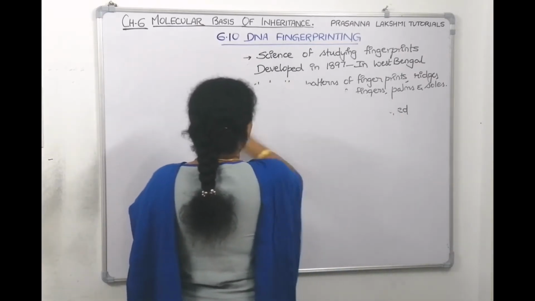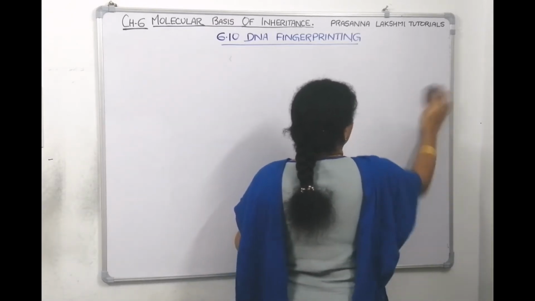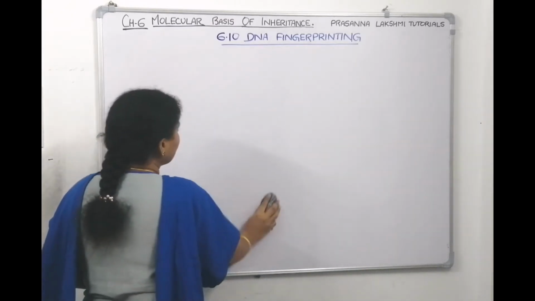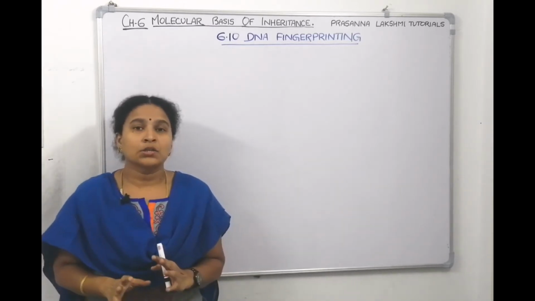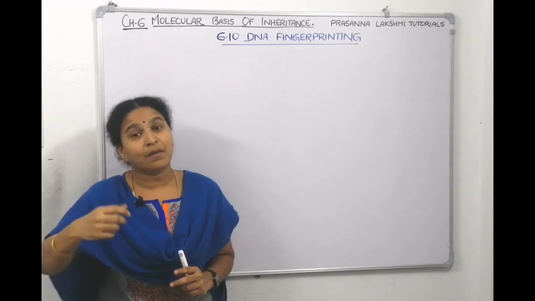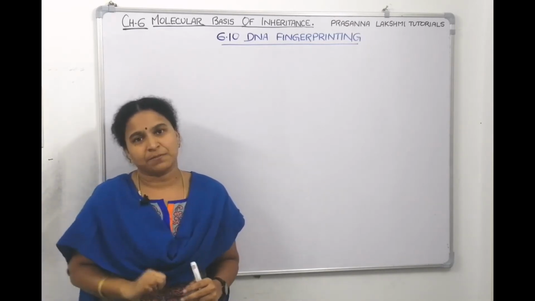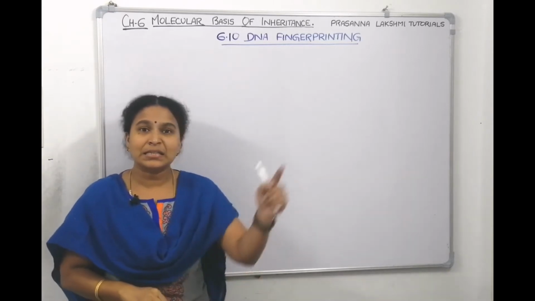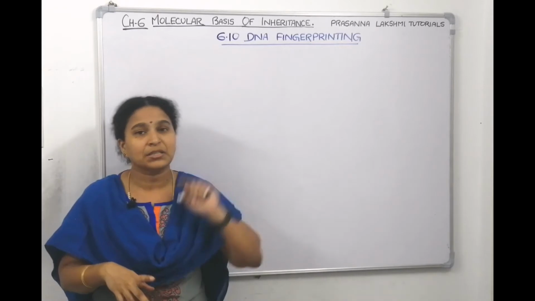Now, if one aims to find out the differences between two individuals, right? So a crime has happened, a murder has happened. So we recovered the DNA sample from that crime spot. Now there are two suspects, suspect A and suspect B. So we have to prove whether this person did it or the second person did it, right?